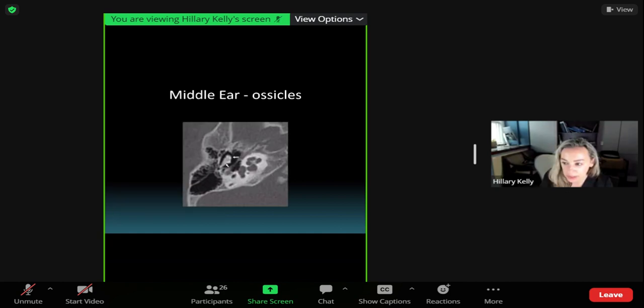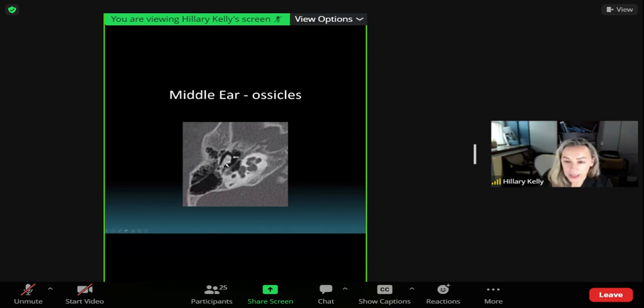into this little space here called the additus ad antrum, which is the connection between the middle ear cavity and the mastoid. And that space is actually called the fossa incudis, but that's not important.